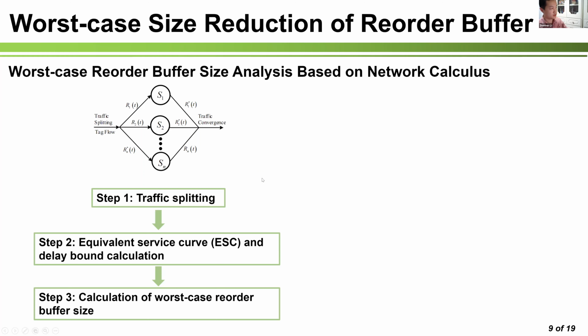So the steps to derive the worst case reorder buffer size are these 3 steps. The first one is traffic splitting. The second one is equivalent service curve and delay bound calculation. And the third step is calculation of the worst case reorder buffer size.